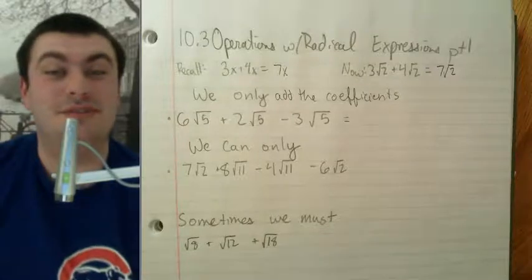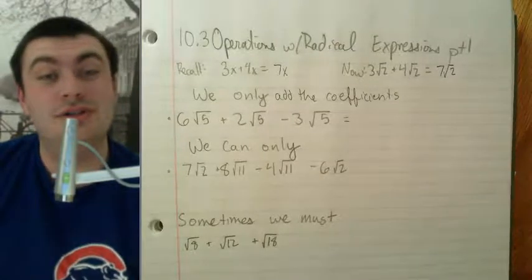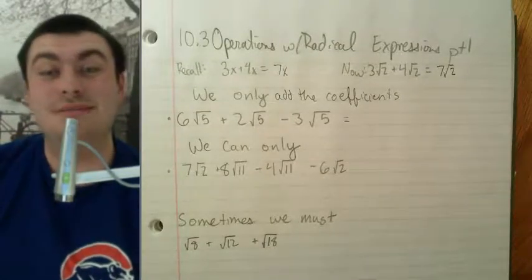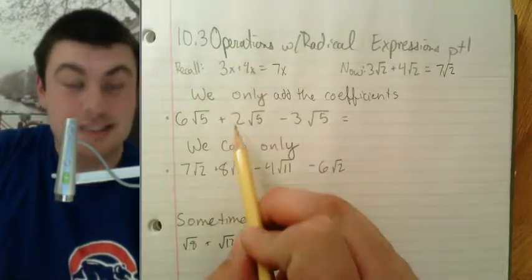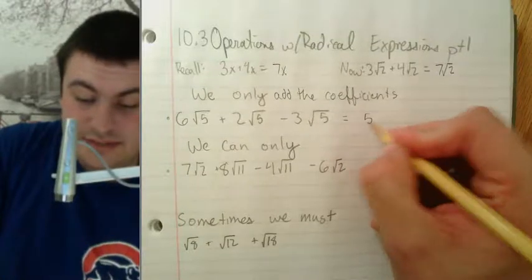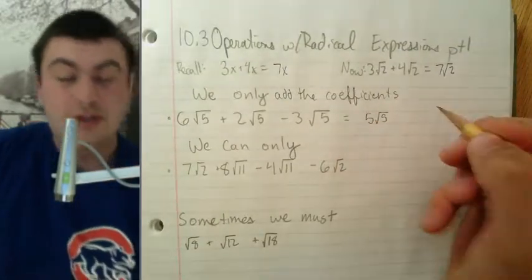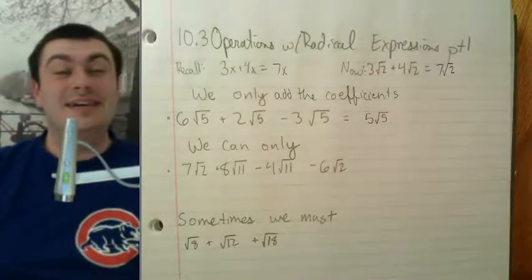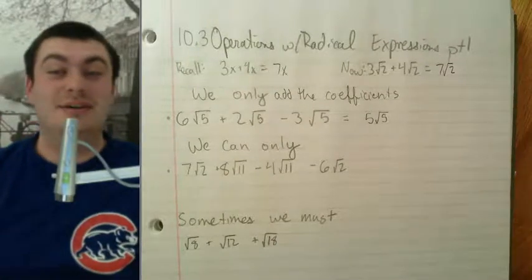So for example, if we have 6 times the square root of 5 plus 2 times the square root of 5 minus 3 times the square root of 5, well, 6 plus 2 is 8. 8 minus 3 is 5. We have 5 times the square root of 5. We don't mix things inside and outside of the radical, we just add the coefficients.